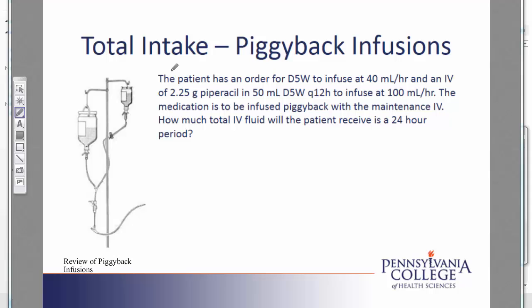The maintenance fluid, or the primary IV for our patient, the large bag of the setup, is to infuse at 40 milliliters per hour. The secondary bag, the small bag of medication, has 50 milliliters, and it's to be given every 12 hours at a rate of 100 milliliters per hour.